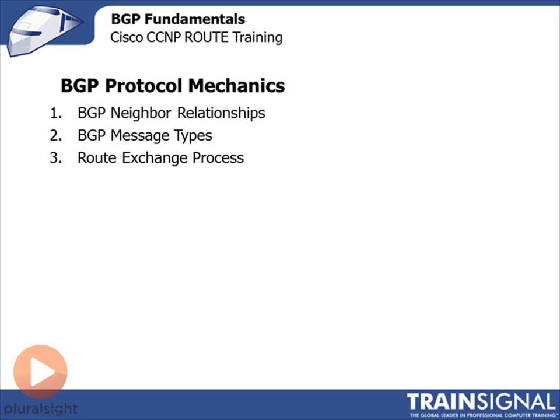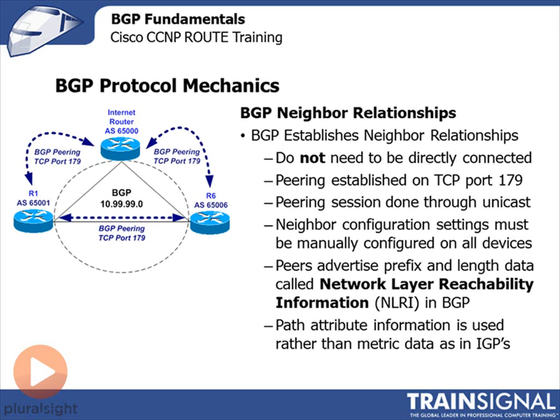The first step in being able to approach BGP is understanding how all the different aspects work together. In order to do that, we're going to first go over neighbor relationships, because they're different than what we've seen in other protocols, then BGP message types, and obviously the route exchange and selection process. First, we want to understand neighbor relationships.